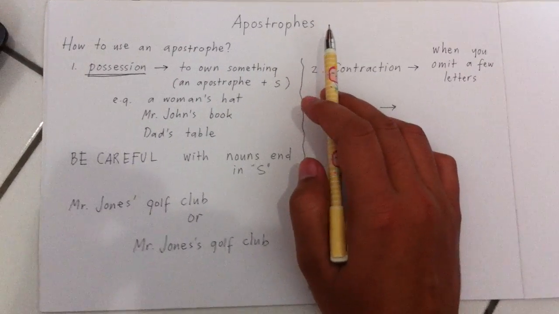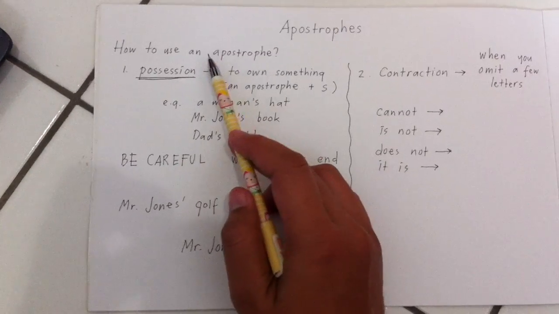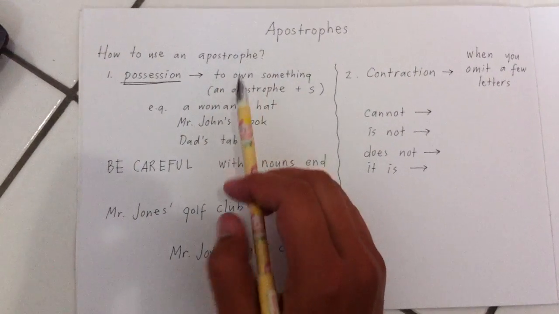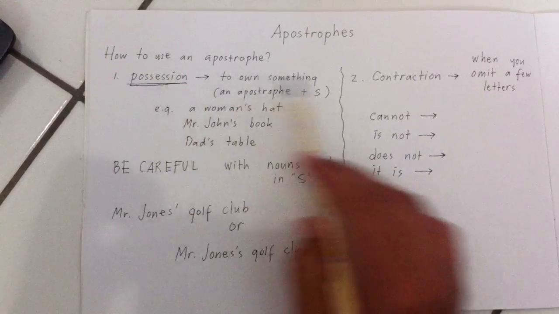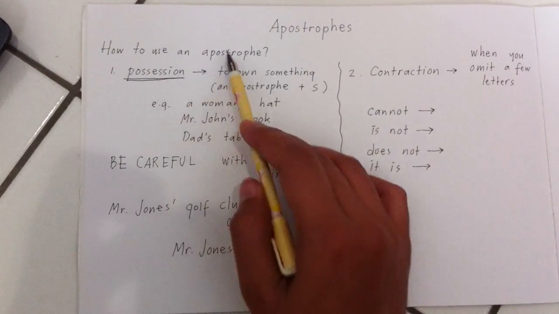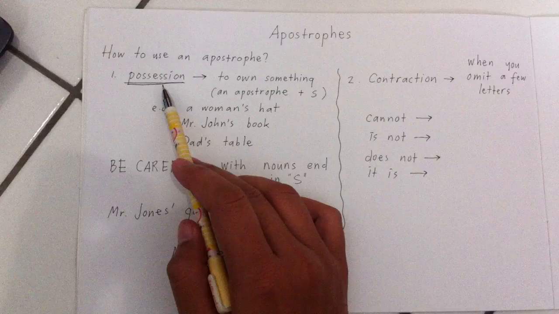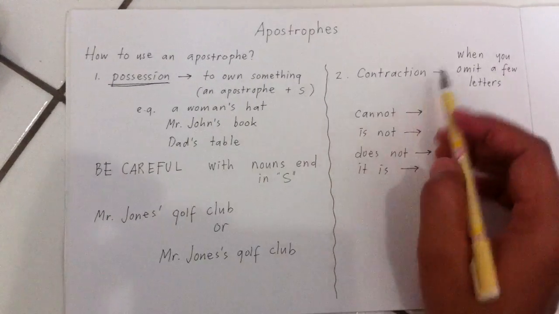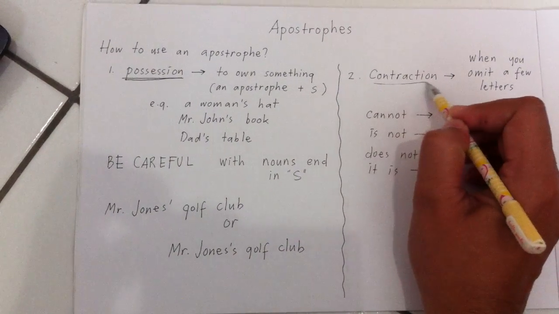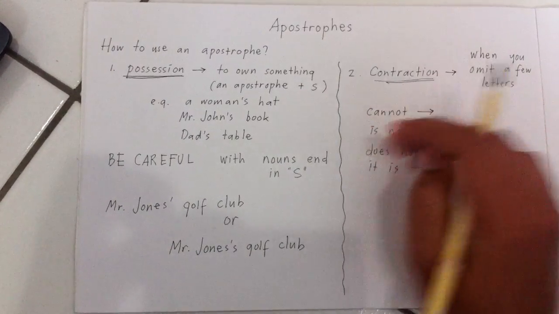Our main question today is how to use an apostrophe. There are at least two ways that we can use an apostrophe. The first one is to show possession, and the second one is to show contraction.